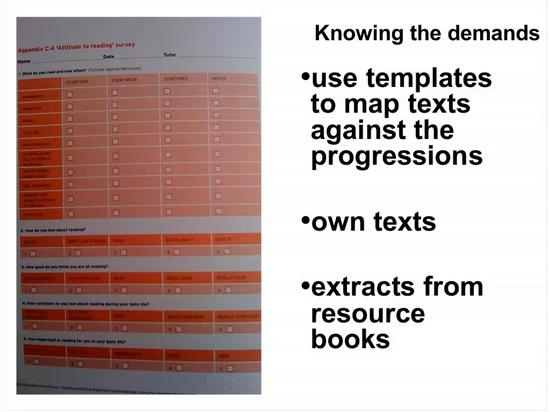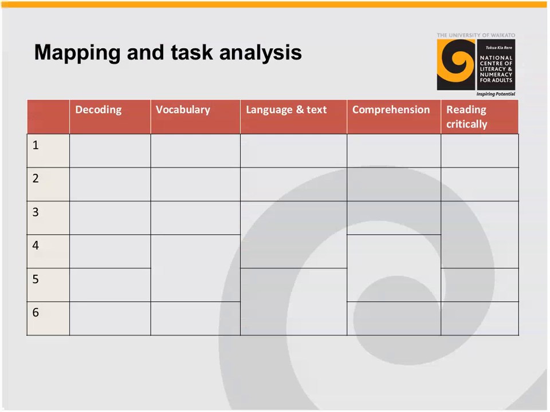So we need to become familiar with the progressions and each step, and then go through a process of mapping that onto a sample of the course. It could be our own text, or an extract from a resource book. In each case we can decide what the demands of that text might be. For example, this is the template that you can find in the Teach Reading with Understanding book, at the end of the book, page 116.